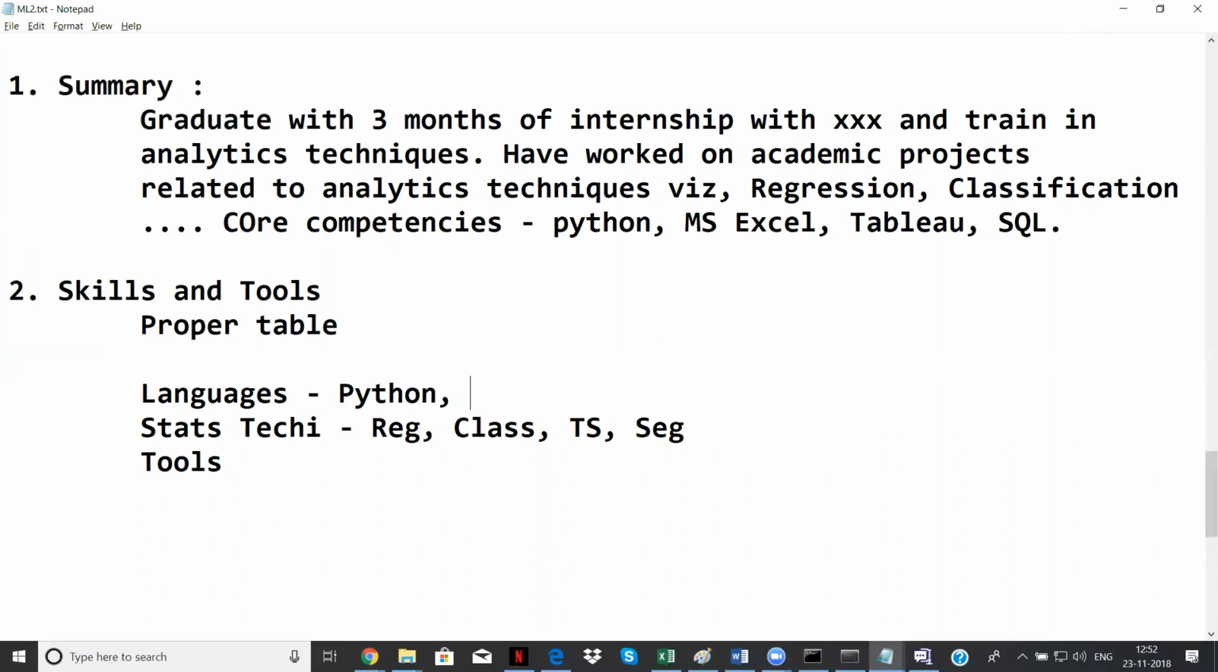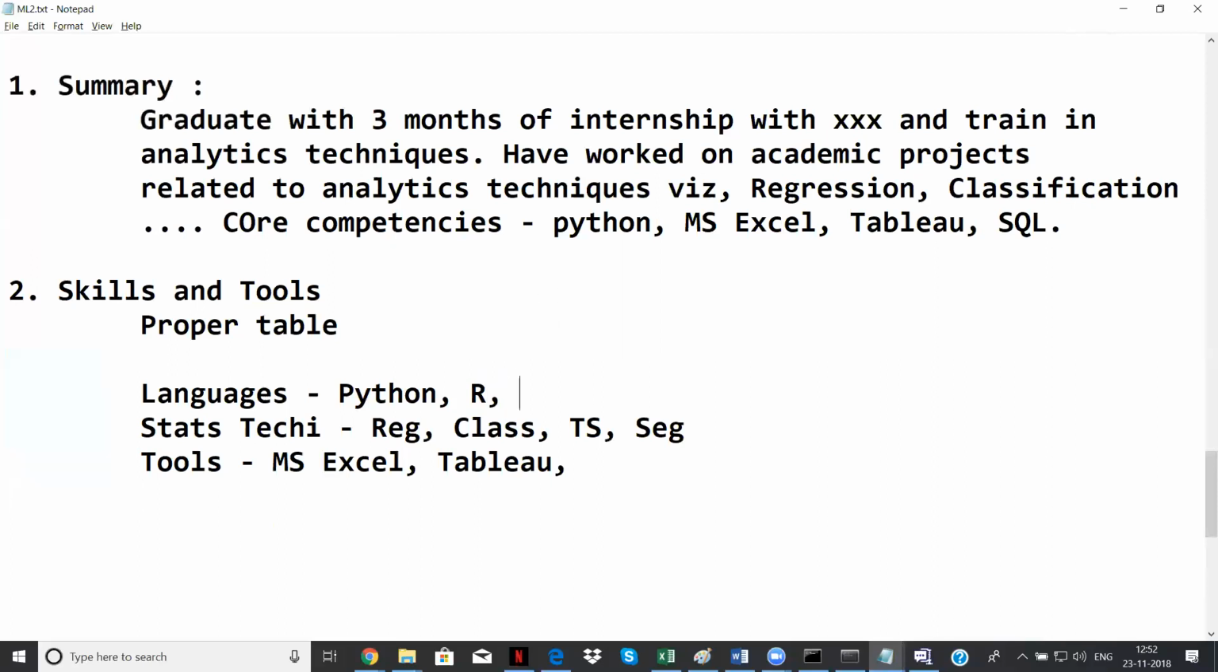If you have studied C, C++ in your college, just add it over here, no issues. If you have not, just ignore this section, just put Python and leave it. For safety reasons, put R as well, right? Tools, on the other hand: don't write Jupyter Notebook, Anaconda, not required. Your tools should be MS Excel, Tableau. Oh, of course. How did I forget?